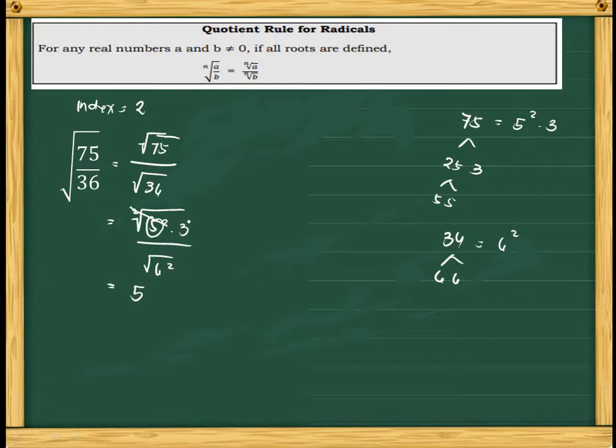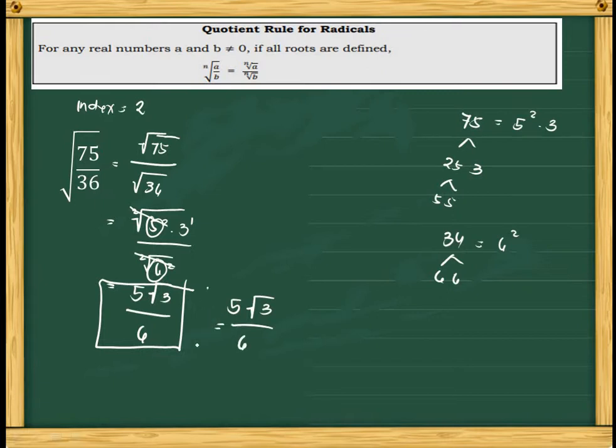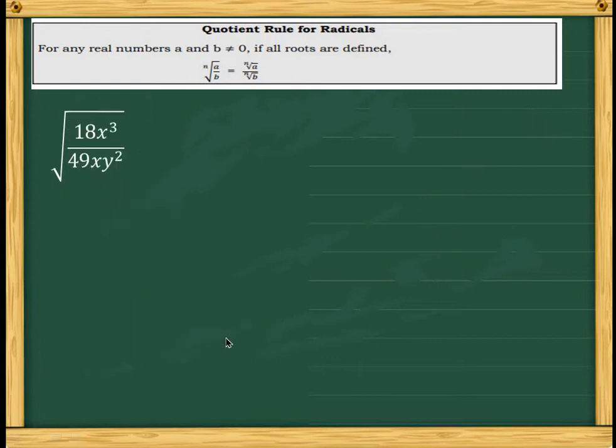Next, the exponent of 3 here is 1. And if we divide 1 by 2, it will not give us a whole number. So, ma-retain siya sa loob ng radical sign si 3, all over, index here is 2. 2 divided by 2, that is 1. So, lalabas si 6 sa loob ng radical sign. Therefore, square root of 75 over square root of 36 is equal to 5 square root of 3 all over 6.